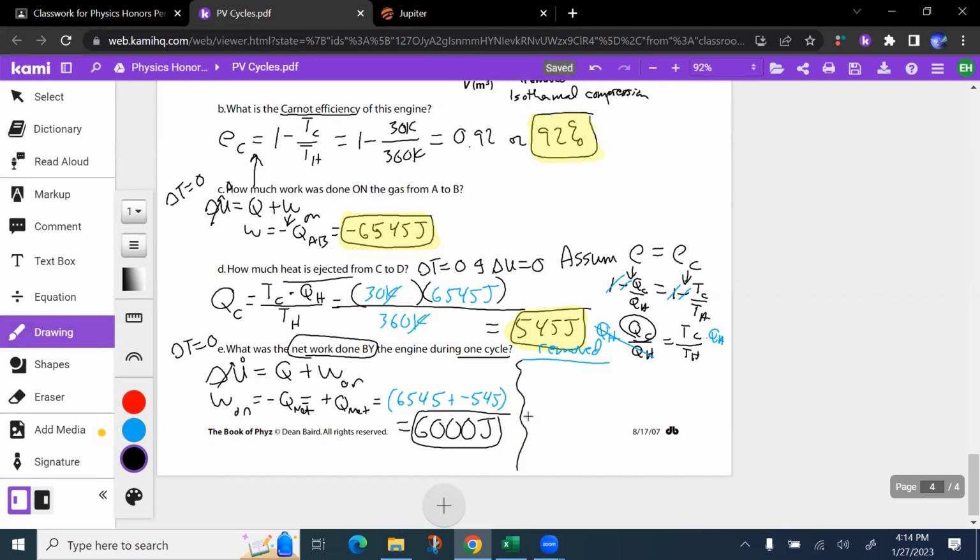And that's one way to do it, just use the first law of thermodynamics for the whole cycle. Another way, an easier way, I think, is to take the fact that the work of the heat engine is simply the heat coming in minus the heat going out, which is 6,545 joules minus 545 joules.